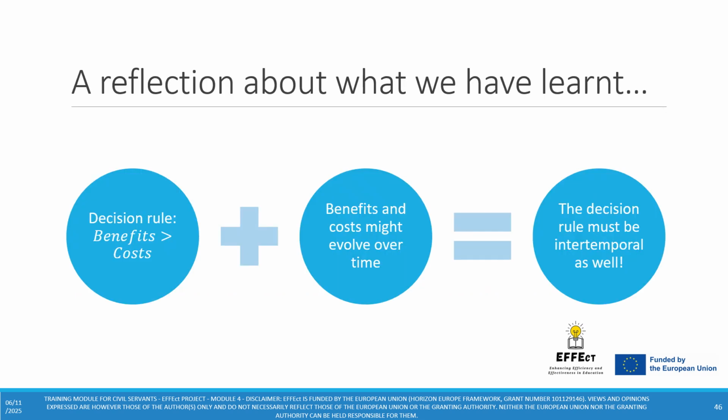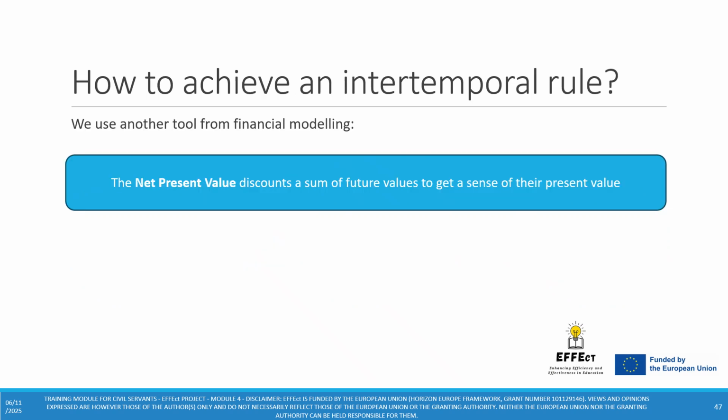Indeed, let us reflect on what we have learned so far. We have learned a decision rule: benefits must be strictly larger than costs. But we have also learned that benefits and costs might evolve over time, and therefore, the decision rule must be intertemporal as well, taking into account these temporal aspects. But how to achieve such an intertemporal rule?